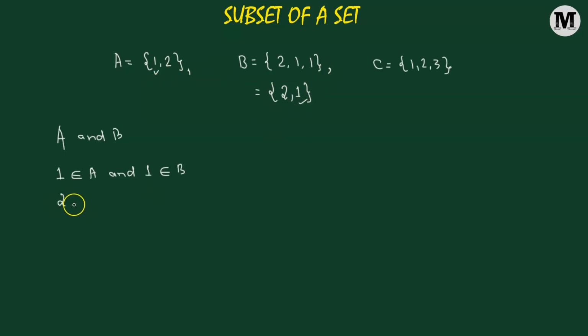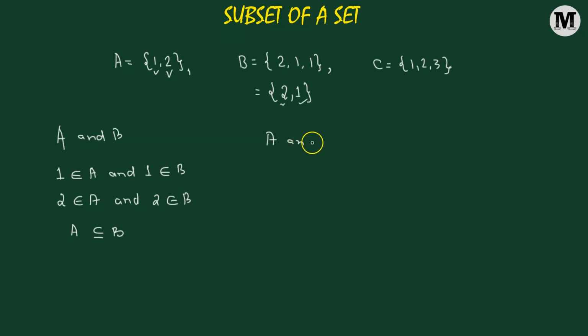Then we will consider the second element in A. 2 is an element in A, and the same element 2 is also an element of the set B. So we see that the second element is also present in both sets. So here we can say that A is a subset of B. Or in other words, A is contained in B, or B contains the set A.